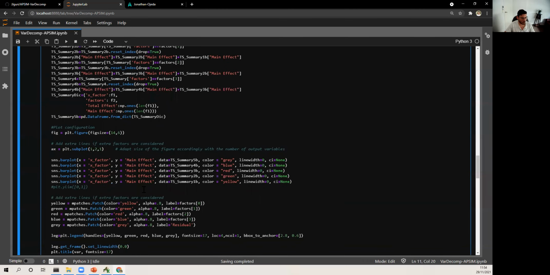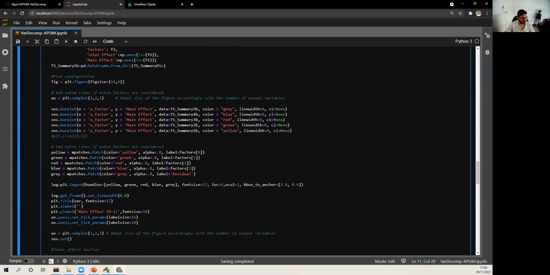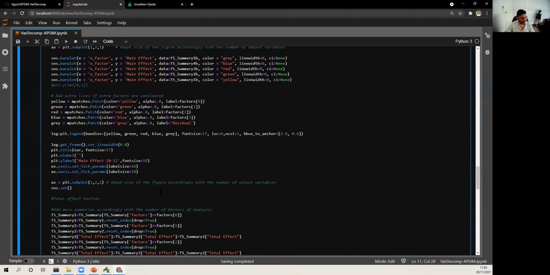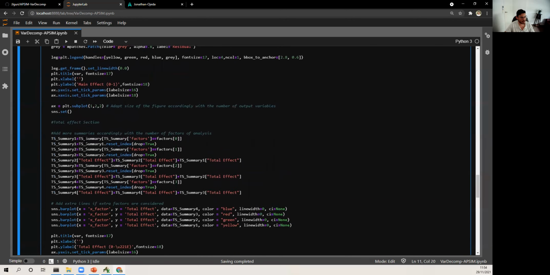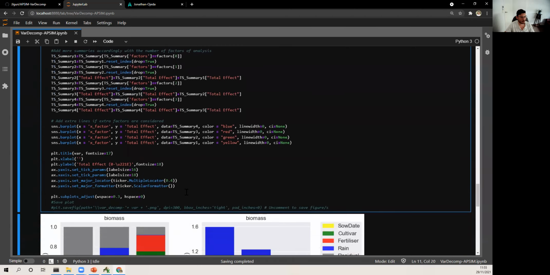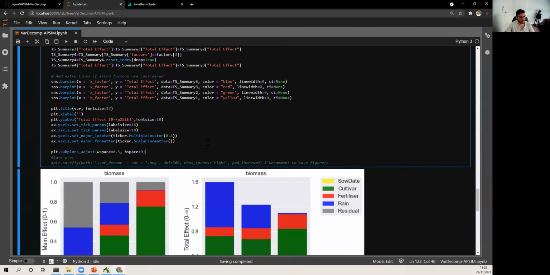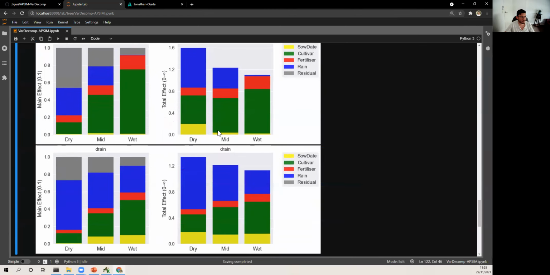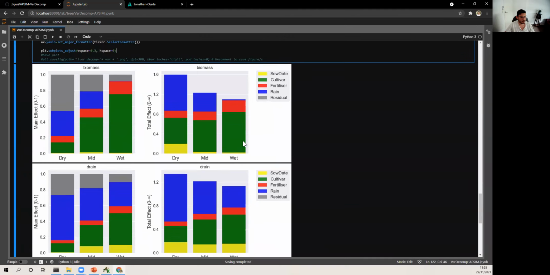Well, then a lot of coding related with the plotting that we can pass a little bit. And this part is about the total effect. So you will need to edit it if you want to add extra factors. And let's go directly to the figures. Okay, I will minimize. Okay, good.